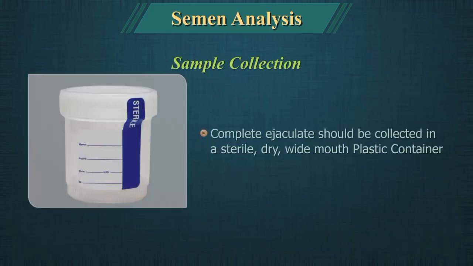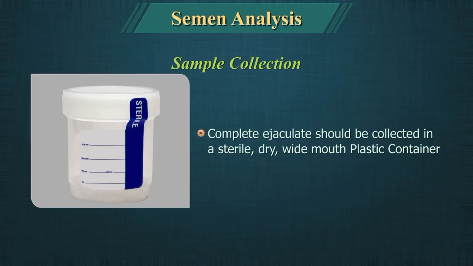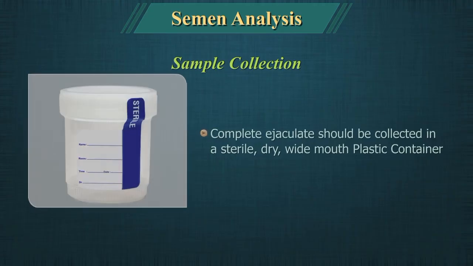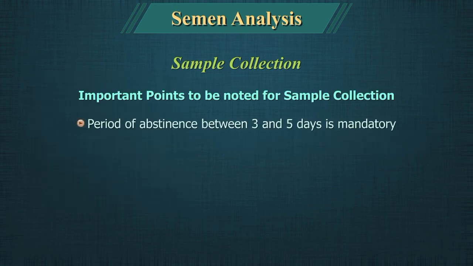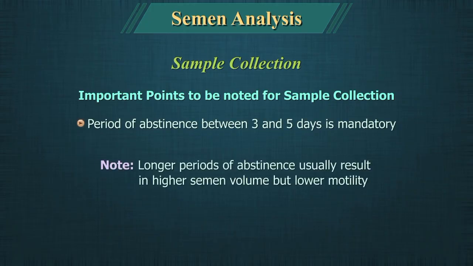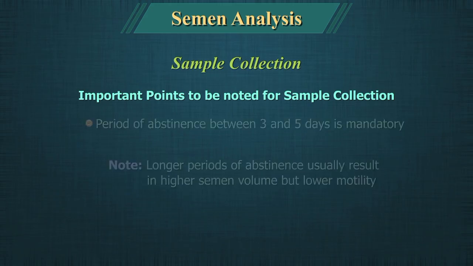Sample collection. Complete ejaculate should be collected in a sterile, dry, wide-mouthed plastic container. Important points to be noted for sample collection. A period of abstinence between 3 and 5 days is mandatory. Longer periods of abstinence usually result in higher semen volume but lower motility.